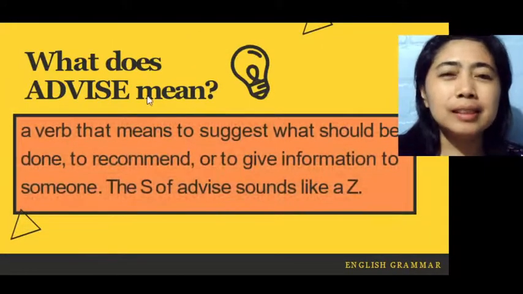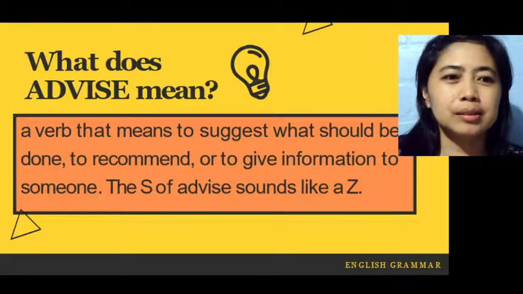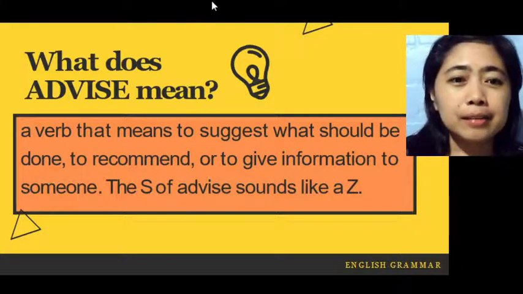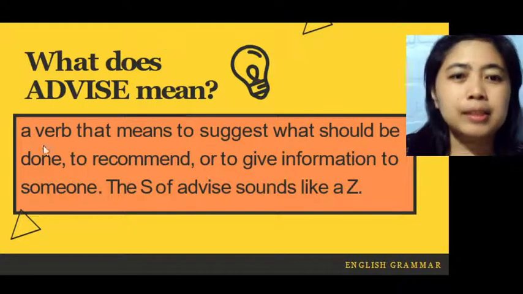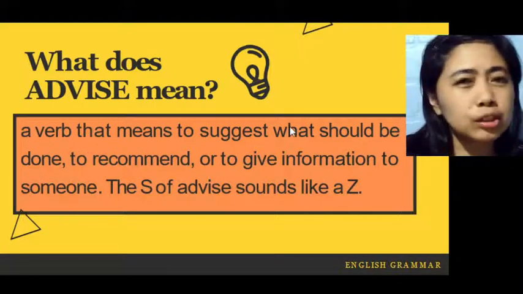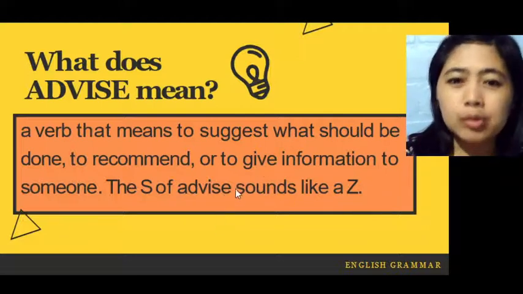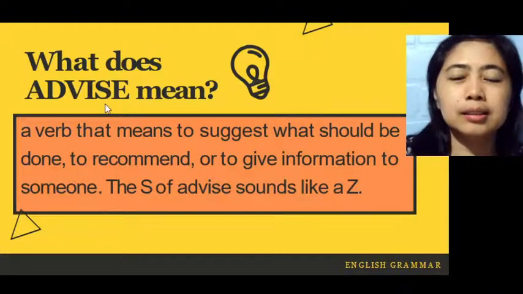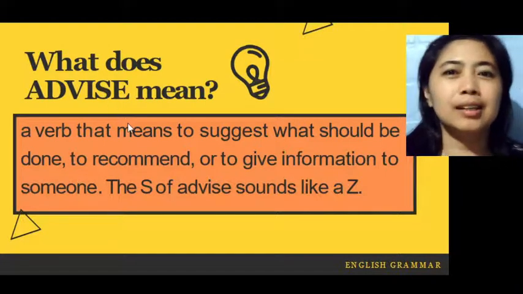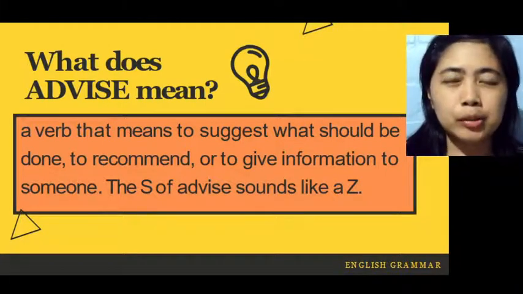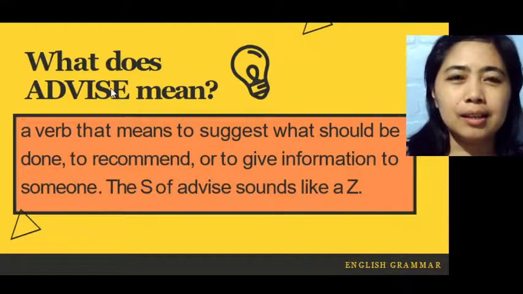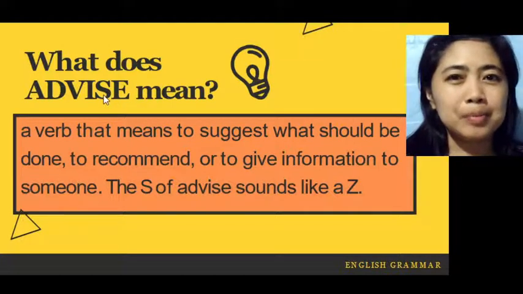So what does advise really mean? I hope you can clearly see the screen there. Advise is a verb that means to suggest what should be done, to recommend, or to give information to someone. The letter S here is pronounced as Z, so it has the sound Z: advise. You can notice it's a verb when you pronounce it with Z. The spelling of the verb is with the S.